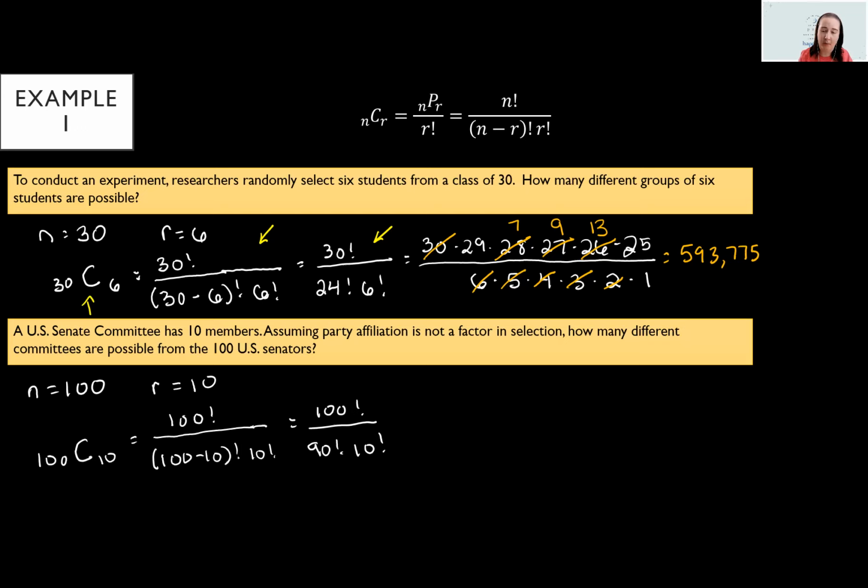Or if you don't have that button, what you would do on your calculator is 100 factorial, which is going to be a giant number. My calculator can't even do it. It just gave me an overflow. That one's too big for my calculator. I might be able to do it if I divide by 90 factorial at the same time, and then you would also be dividing by 10 factorial. So if I do it all at once, nope, my calculator still can't do it.